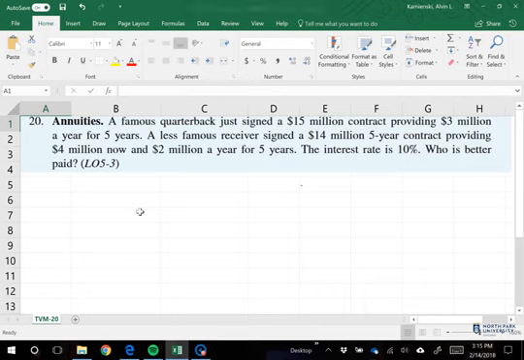Let's now take a look at number 20 in the time value of money chapter. What we're looking at here is two different sets of contracts, one for a famous quarterback and one for a famous receiver, and the question is one of value, where we're trying to determine which one of them is better paid.